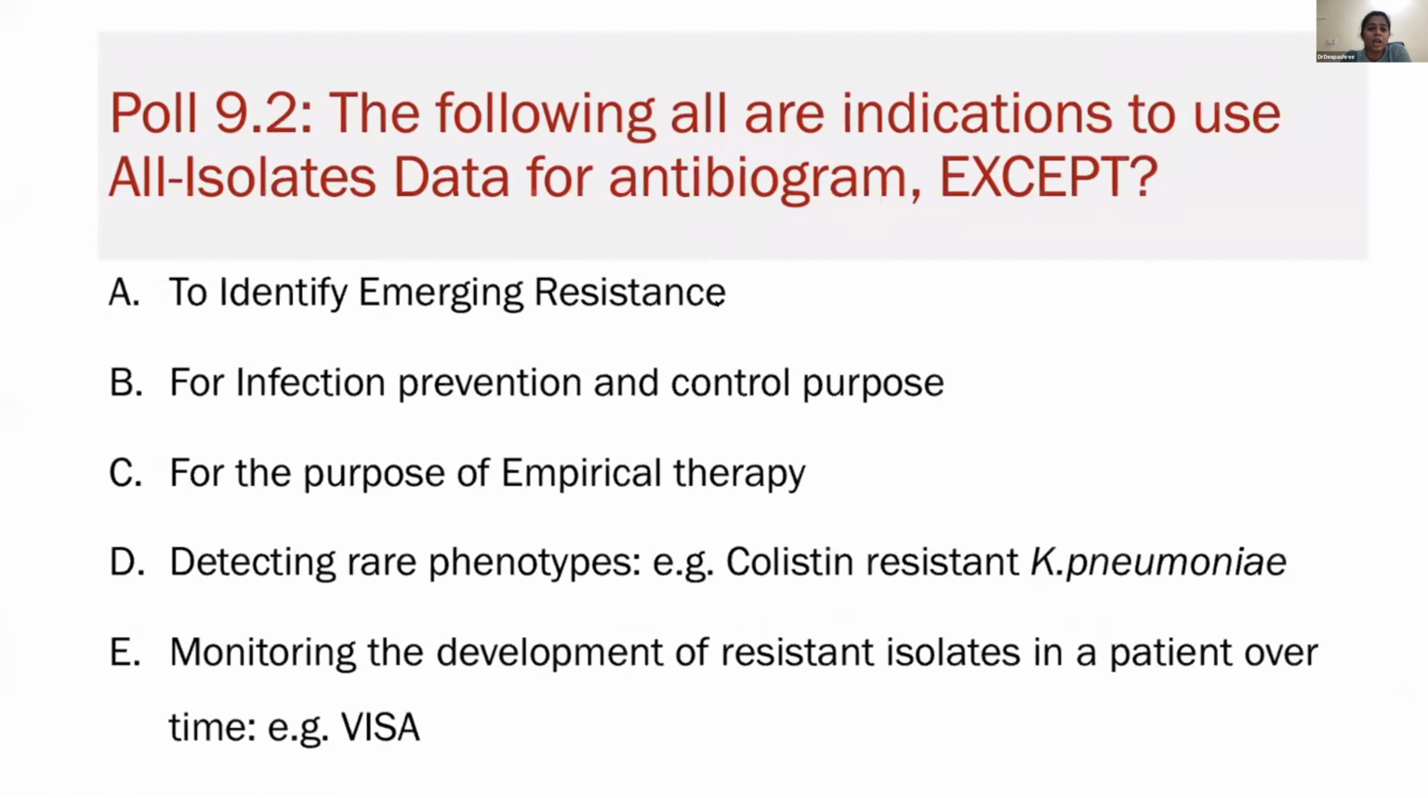This has already been elaborated. To identify emerging resistance, we use all isolates. For infection prevention control purposes, yes, we use all isolates. For detecting rare phenotypes, and monitoring the development of resistant isolates in a patient over time, such as vancomycin intermediate susceptible Staph aureus, we use all isolates. For empirical therapy, if you use all isolate data, the antibiogram will get biased and shift towards more resistant, and it will show false data. That is why for empirical therapy you use only the first isolate filter.